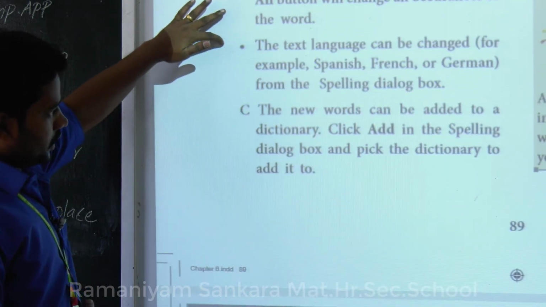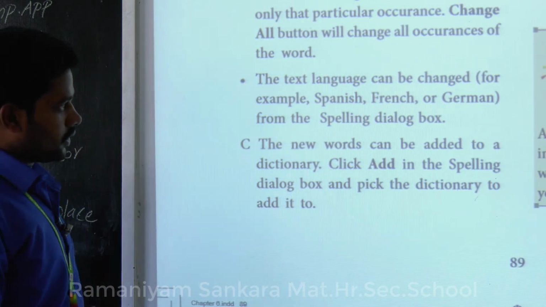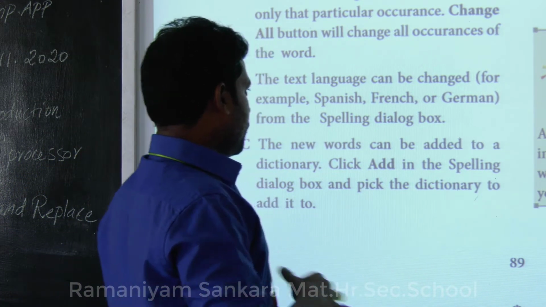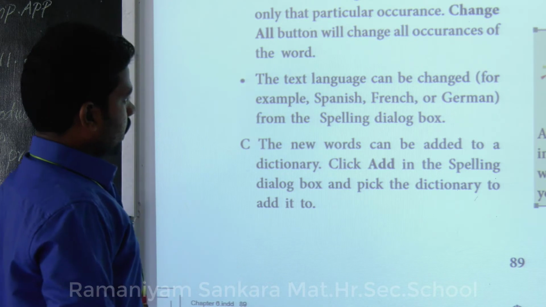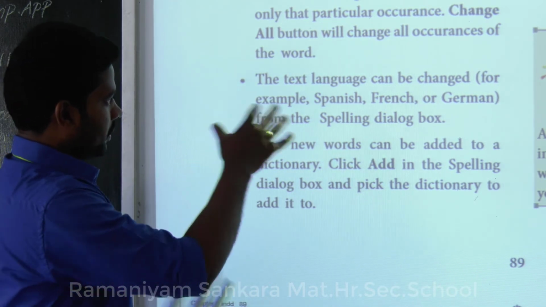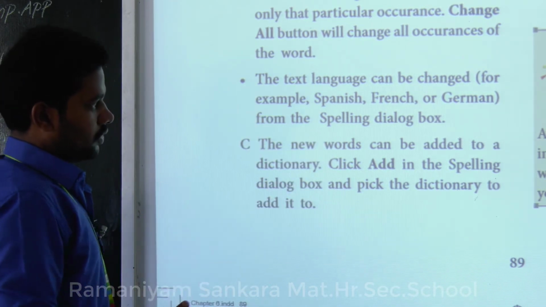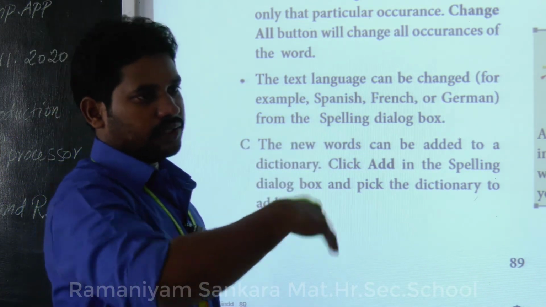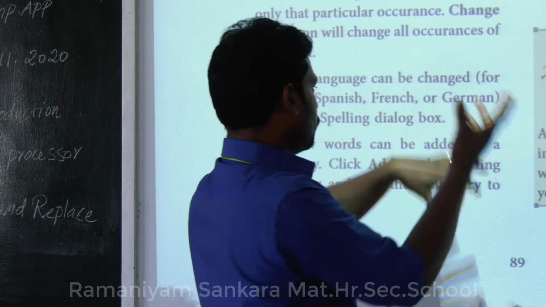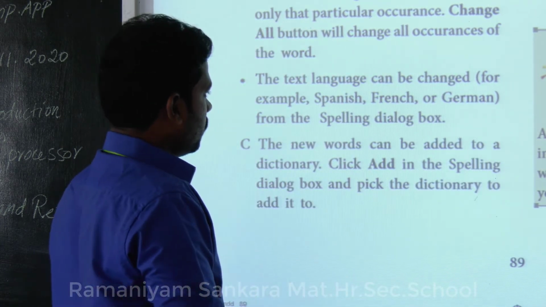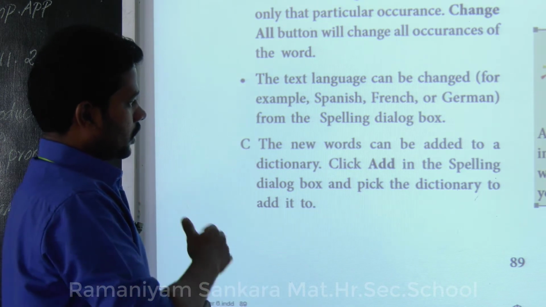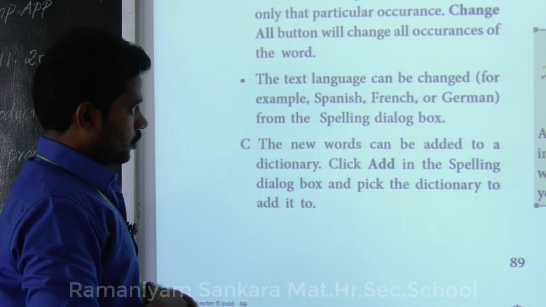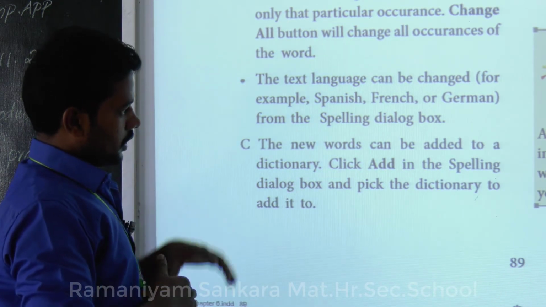And coming to the next passage, the text language can be changed. When you are typing with the keyboard, the typed letters or words can be in any language. So the text language can be changed, for example to Spanish, French or German, from the spelling dialog box. If you want to convert English into Spanish, you can do that. If you want to convert into French or German, all this can be done with this spelling dialog box. That option is also available in this dialog box.